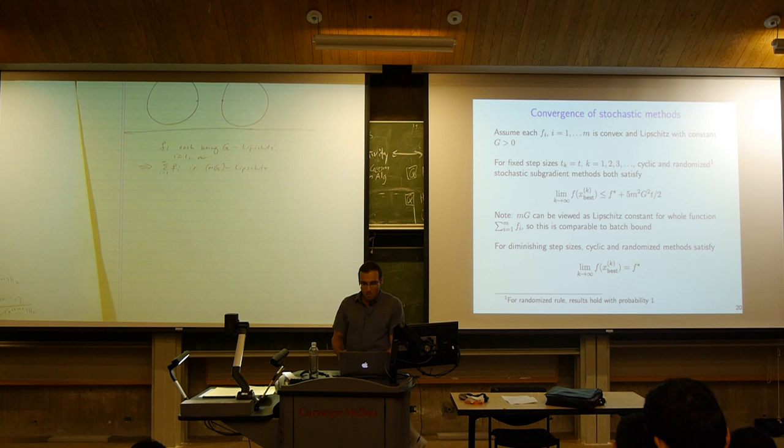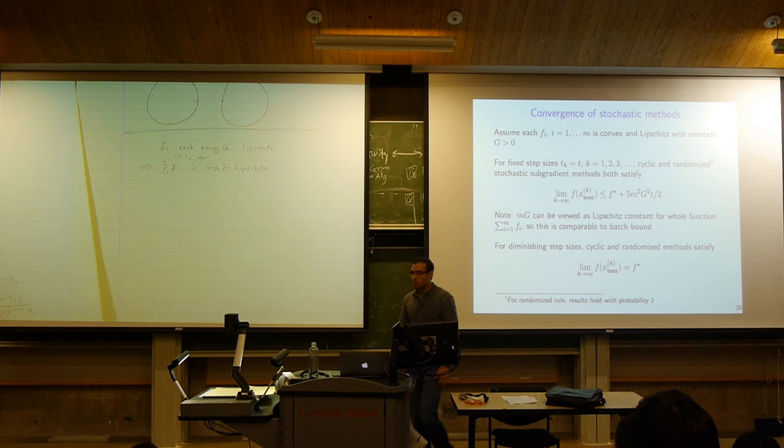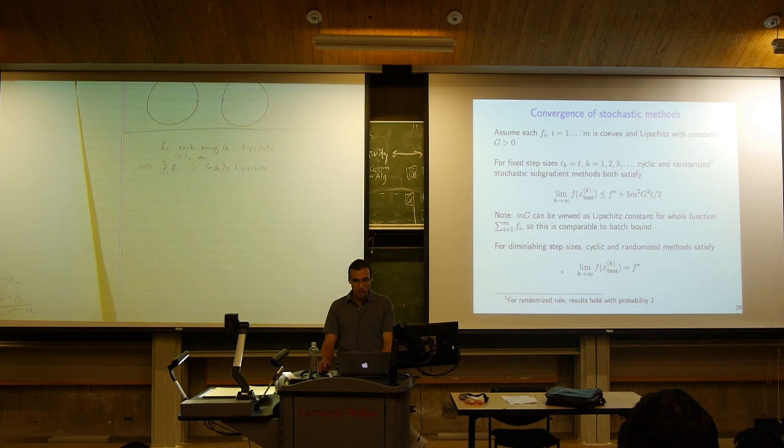Okay, and just to be precise, for the randomized rule, this holds with probability 1, right? Because this quantity is actually random. So this statement is true with probability 1 if we're selecting randomly which function to use when we compute subgradients at each iteration. And for diminishing step sizes, both rules satisfy essentially the same result we had before, which is that we get in the limit the optimal criterion value, as long as you take, say, these t_k's to be something like 1 over k. It's an example of something that would work. Again, this is interpreted with probability 1 if you're talking about the randomized rule.